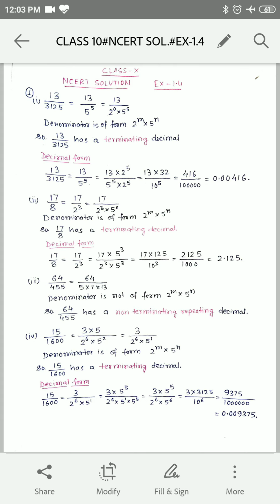64 by, on prime factorization of the denominator, we get 5 into 7 into 13. The denominator is not exactly in the form 2 power m multiply 5 power n. Why? Because other than 2 and 5, here we are getting 7 and 13, other prime numbers, so it is not a terminating decimal. Therefore 64 by 455 has a non-terminating repeating decimal.